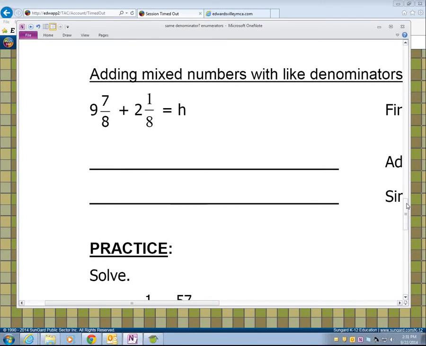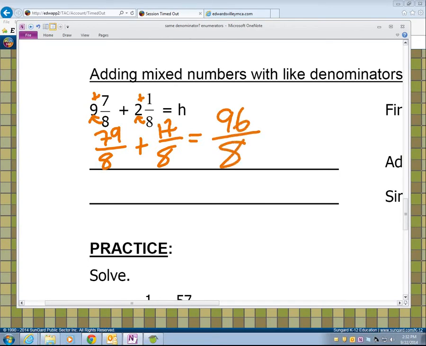Now, adding mixed numbers with like denominators. For the reason of time, it's in your notes already, so I'm just going to do this quick. What we have to do here is 9 times 8 plus 7, and 8 times 2 plus 1, which is going to be 79 over 8 plus 17 over 8. 79 plus 17. That doesn't make my brain go, this is easy. But what is easy is if I borrow one from the other and I get 80 plus 16, which is clearly 96 over 8.